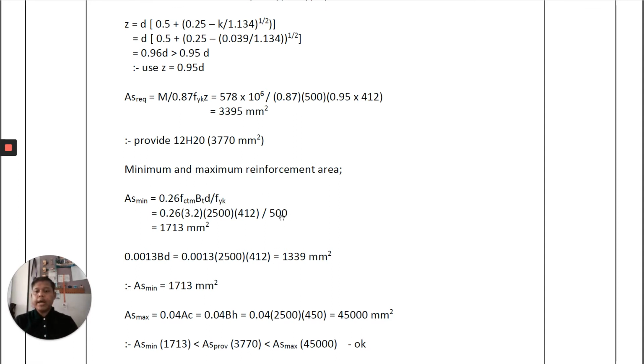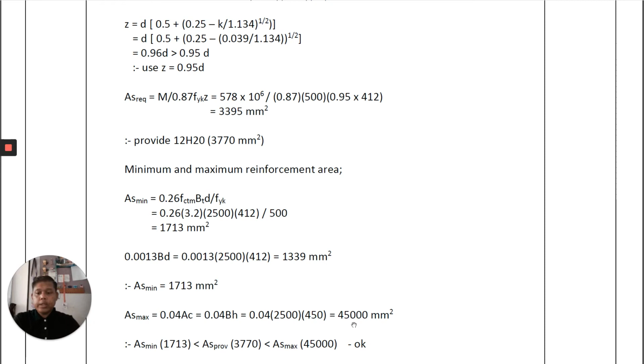Okay, so before I explain to you how to provide the reinforcement, I want you to understand about the As minimum and As maximum. So the As minimum here is 0.26 fctm btd over fyk. bt is 2.5 meter, and then the d is 412, which is dx. Then you have to calculate 0.0013 bd, and then you have to compare which one is the bigger, become your As minimum. Then your As maximum is 0.04 Ac, which is equal to b times the h. h is the thickness, not the longitudinal length. Then you get the maximum 45,000.